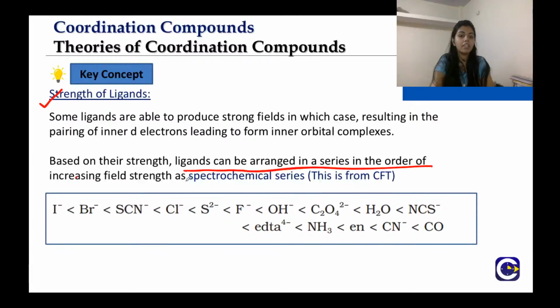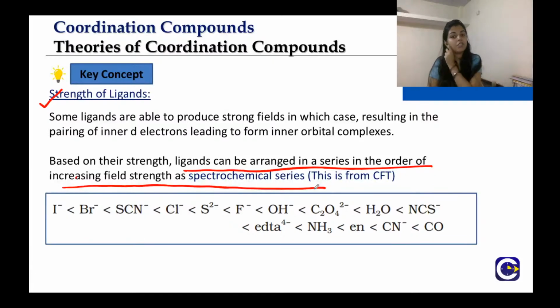Okay, so when the ligands are arranged in a series in the order of increasing field strength, that is known as the spectrochemical series. So this is from CFT, crystal field theory, that we will discuss in the next session most probably. So here we have a spectrochemical series which will decide whether a particular ligand is a strong field ligand or a weak field ligand.